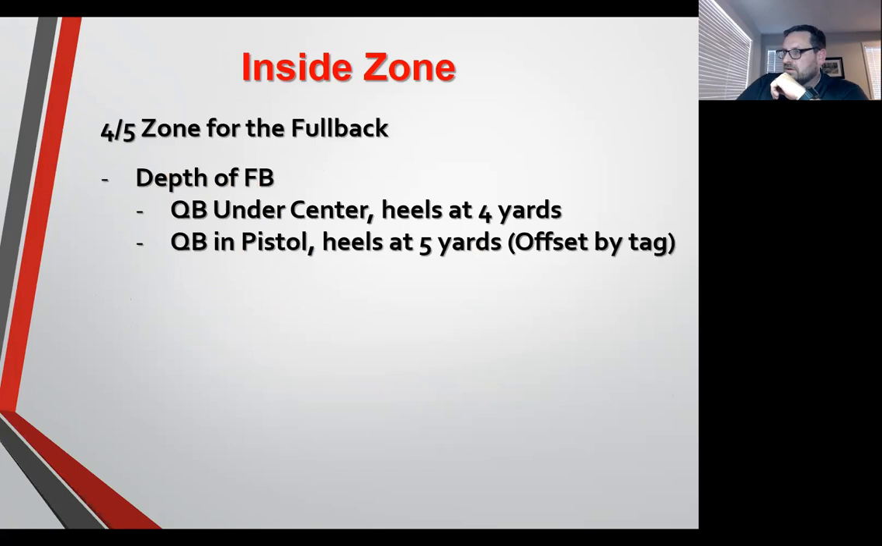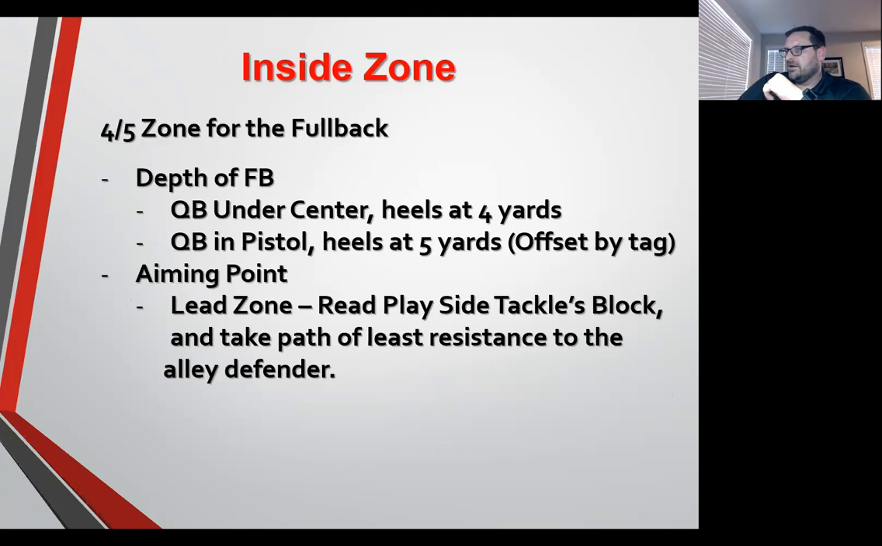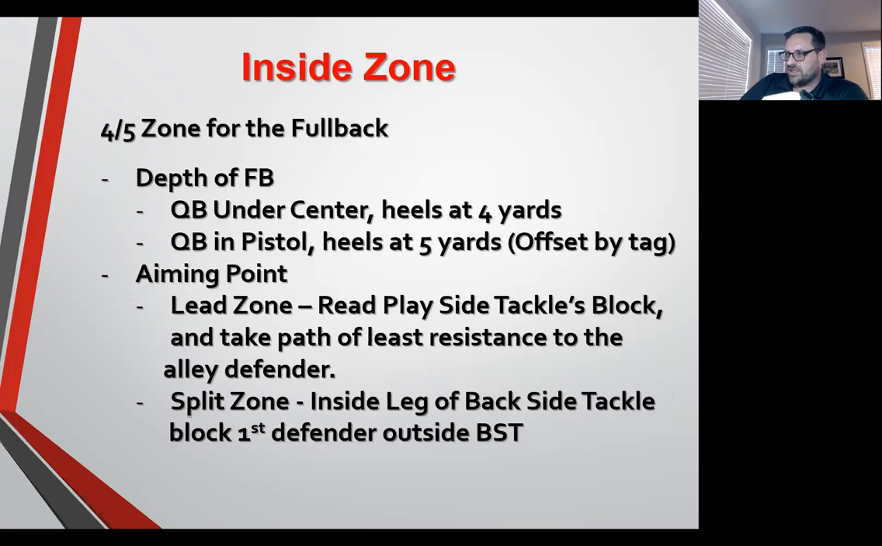If you're going with a fullback, when I'm under center, I want his heels at 4 yards. When I'm in pistol, I'll try to get his heels at 5 yards, offset by the tag. Aiming point: on lead zone, he would read the play side tackle's block and then take the path of least resistance to the alley defender. In a split zone, he'd be coming back across, going to the inside leg of the play side of the backside tackle, and block the first defender that shows up outside of him.